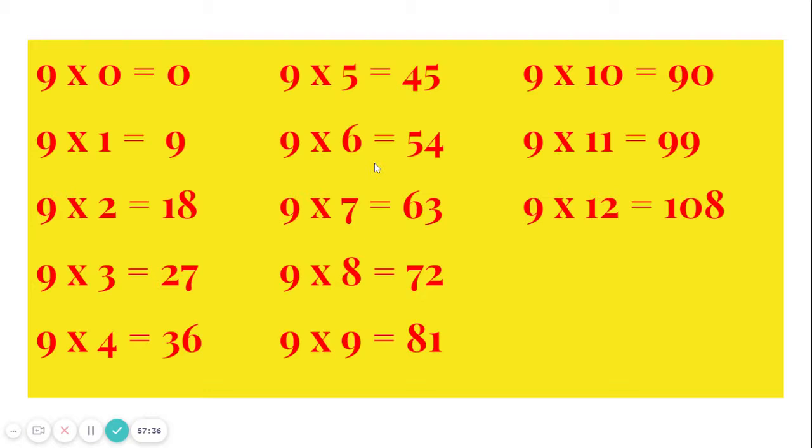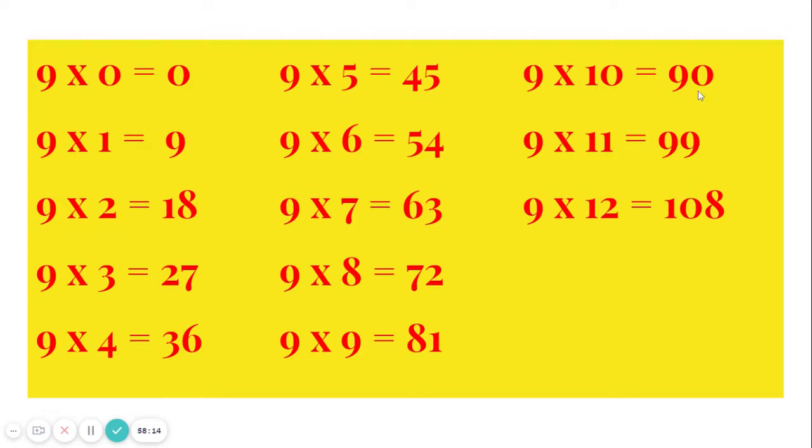9 times 6, hold down your thumb on your right hand, put it down, hide it, tuck it under. 5 fingers on your left of that, and 4 fingers on the right, 54. 9 times 7, tuck down your 7 finger, 63. 9 times 8, tuck down middle man, 7 on the left, 2 on the right, 72. 9 times 9, tuck down your ring finger on your right hand. So 8 fingers on the left of that finger that's down and 1 on the right.